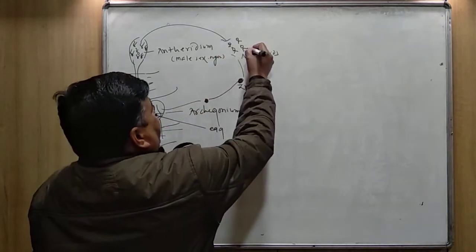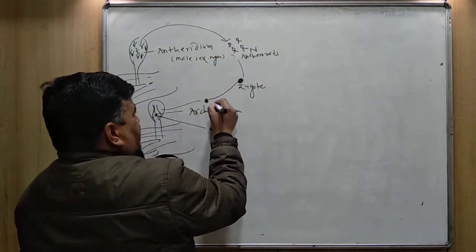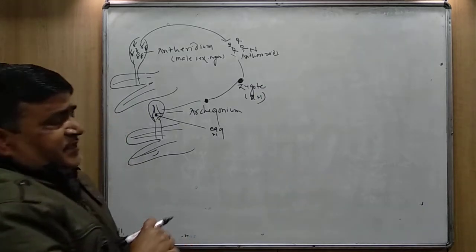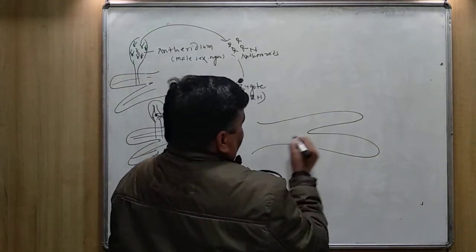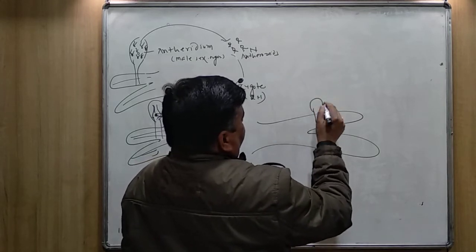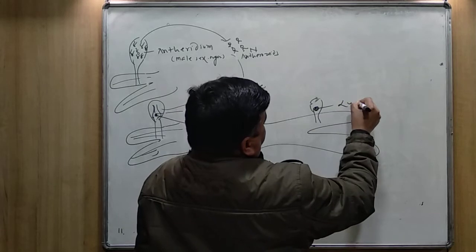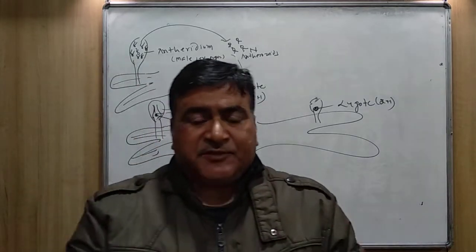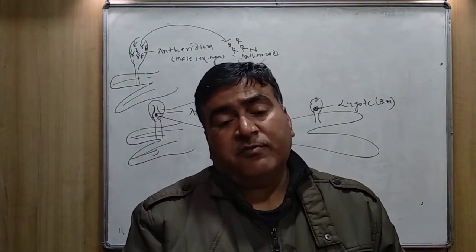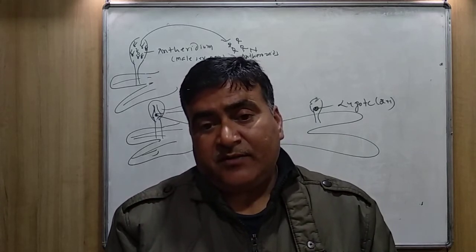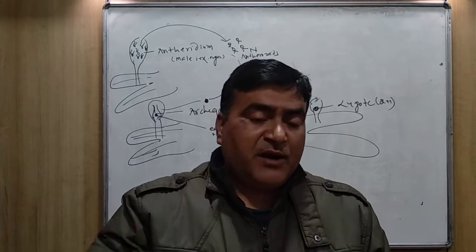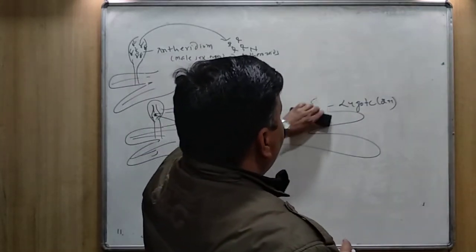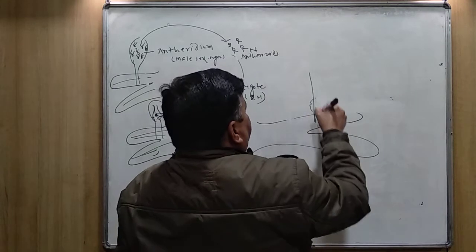As you know, the main plant body, each antherozoite, is haploid in nature. The archegonium containing egg is also haploid, so zygote is diploid in nature. Suppose this is the thallus, and here in the archegonium the zygote is formed, and zygote is diploid. If the zygote directly developed into a new plant, it would be a sporophyte. But as I told you, the main plant body of the bryophyte is gametophyte. So the zygote develops into a new sporophytic plant.